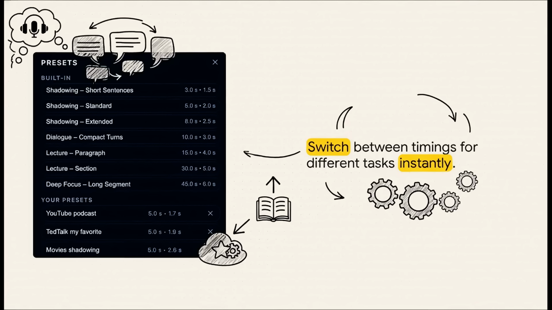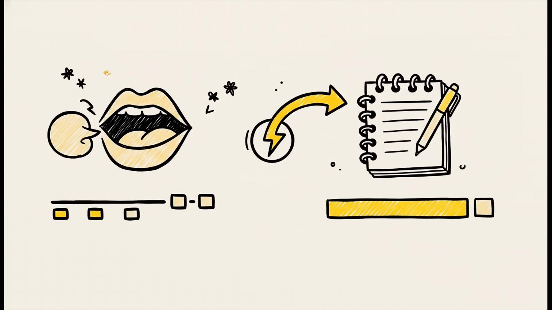So check this out. This is the presets menu. As you can see, it comes loaded with a bunch of handy built-in options for things people do all the time, like language shadowing or taking notes from a lecture. But the best part? You can create and save your own custom presets for whatever it is you need. And really, you can use this for anything. Just imagine, one minute you're using a shadowing preset, like a short 3-second play, then a quick 1.5-second pause. Perfect for language practice. Then, boom, one click and you've instantly switched to a lecture preset with, say, a 30-second play and a 5-second pause for taking notes.